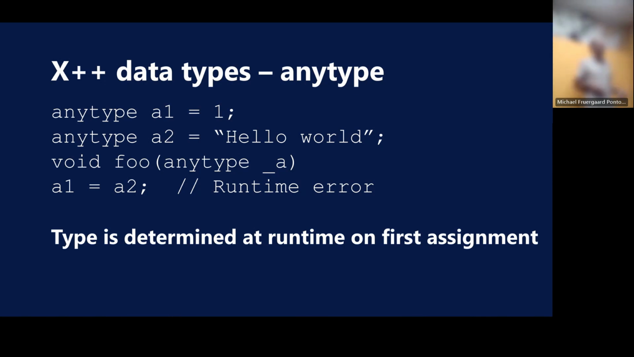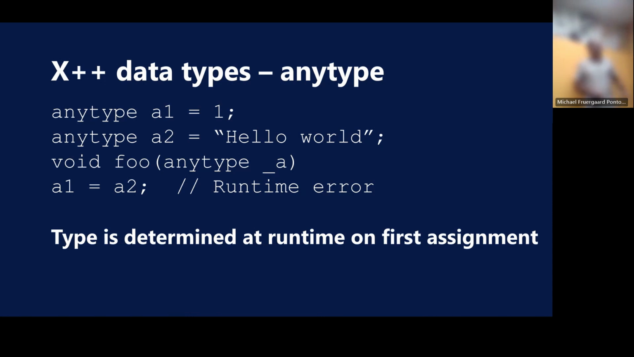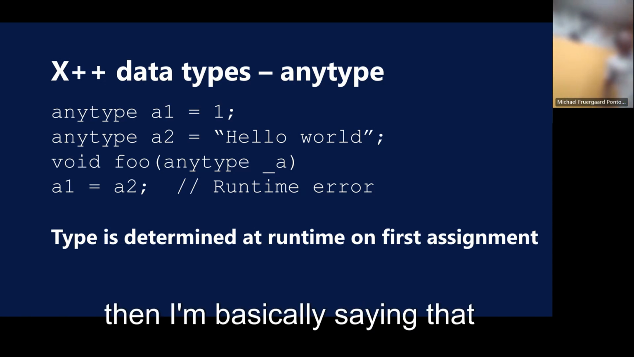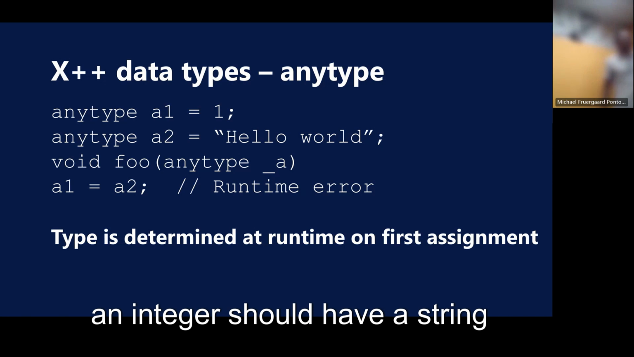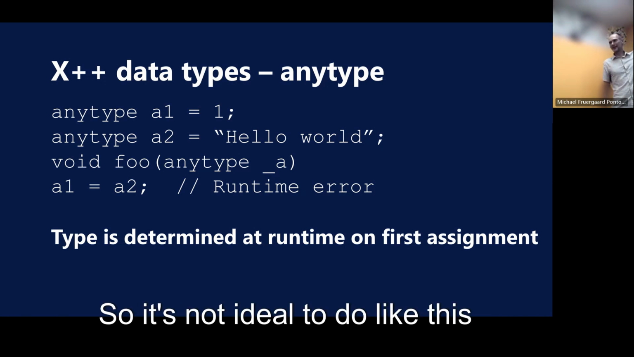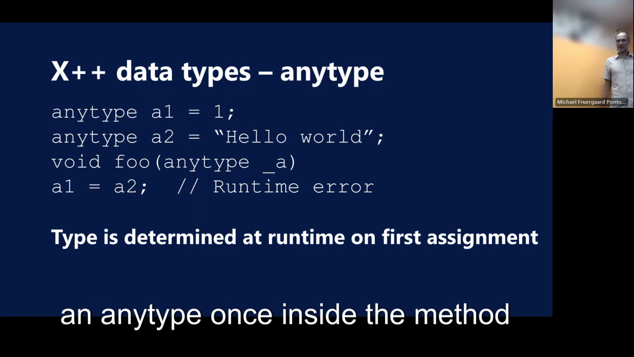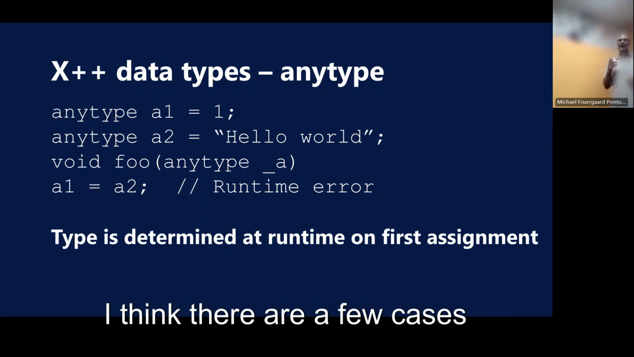Okay. So here, A1 becomes an integer, A2 becomes a string. If I do A1 equals A2, then I'm basically saying that an integer should have a string value, so I get a runtime error. So it's not ideal to do it like this. So you only want to assign to an anytype once inside a method. I think there are a few use cases.